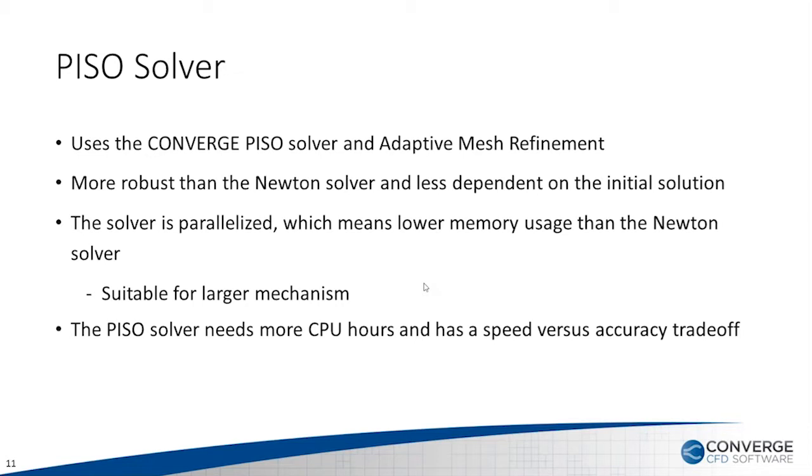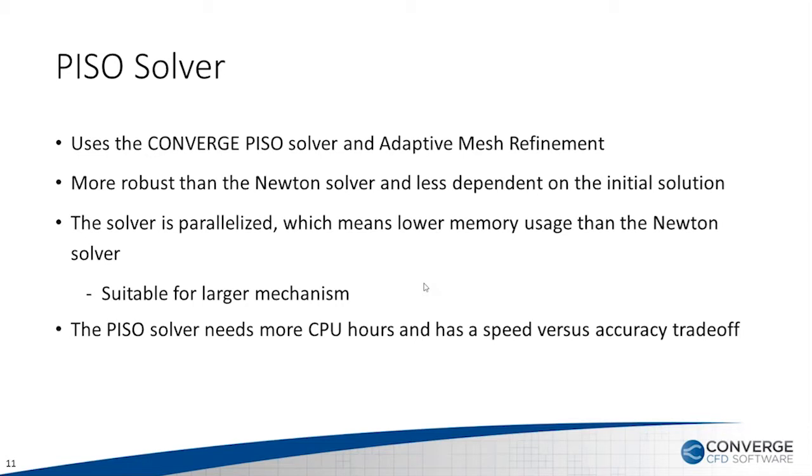Also, this solver is 100% parallelized because it's built on the CONVERGE PISO solver. This also means it does not have the high memory usage of a Newton solver. If you have a really large mechanism and a large number of points, we can parallelize on several CPUs. So this is ideal for large mechanism applications.